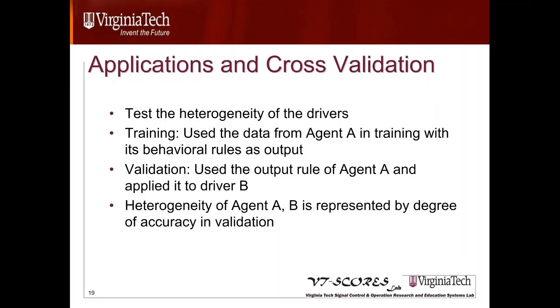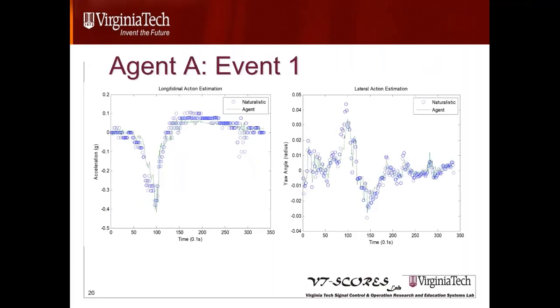For testing and cross-validation, we wanted to test the heterogeneity of drivers. So we take the training from certain agents, look at their behavior and expand it, and we do the validation with different data from a different agent and see if there is heterogeneity or if we can represent all the agents with the same data. So that's what you see. These are key figures, actually.